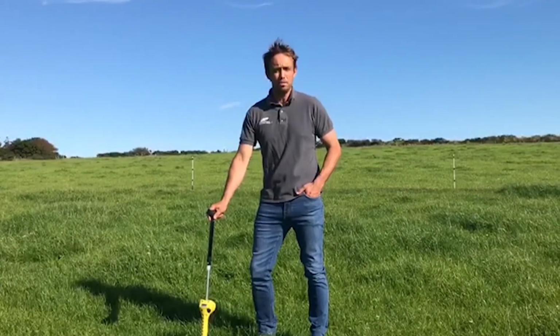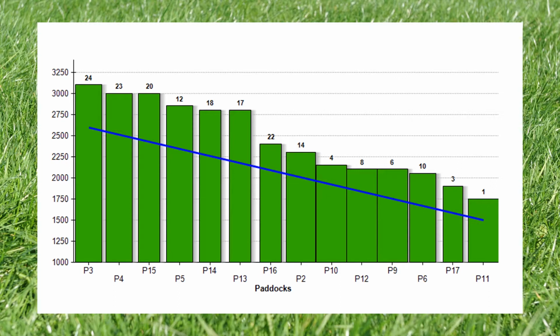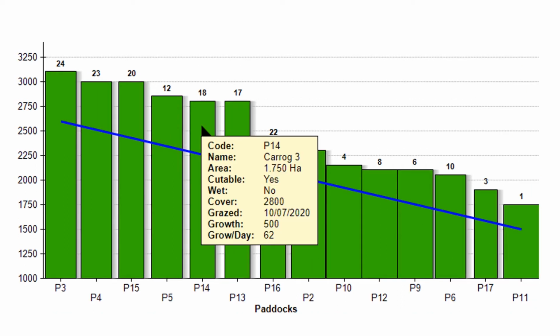Here's an explanation. A grazing wedge displays each paddock in a bar. There are 14 paddocks in this rotation, therefore there are 14 bars in the wedge. The width of each bar represents the size of the paddock, and the height of each bar represents the grass cover in the paddock. The number above each bar is the number of days since the paddock was last grazed. This field is 1.75 hectares in size, has a cover of 2,800 kilograms dry matter per hectare, and was grazed 18 days ago.